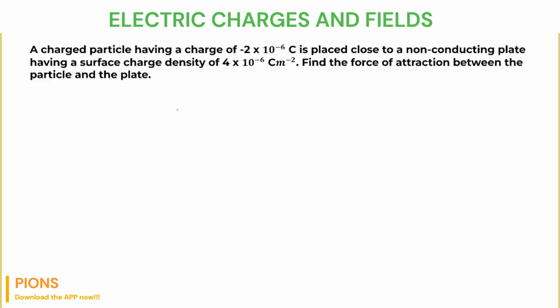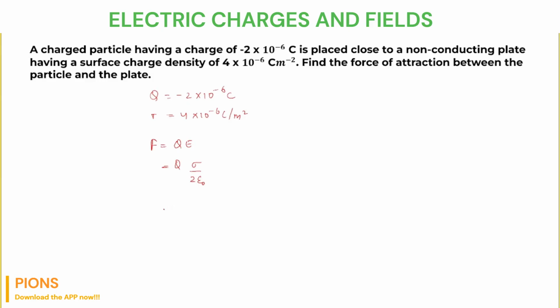Okay, so the question says a charged particle having a charge Q, which is minus 2 into 10 to the power minus 6 Coulomb, is placed close to a non-conducting plate having a surface charge density sigma of 4 into 10 to the power minus 6 Coulomb per meter square. Find the force of attraction. Now we know that force F is equal to Q into E. Now E is sigma by 2 epsilon naught for one side, because it's placed on one side, right? So sigma upon 2 epsilon naught.